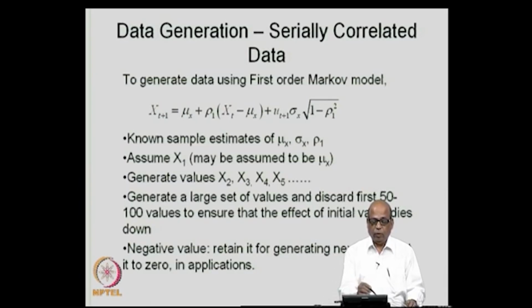So, essentially what we do is, when we come across a negative value generated by this model, retain the negative value as such for generating the next value. So, when you are generating the sequence, you retain the negative values as generated by this model, but when you are using them in the application, let us say the sequence has several negative values and you want to use it for fixing the reservoir capacity and so on, just replace the negative values by zeros.